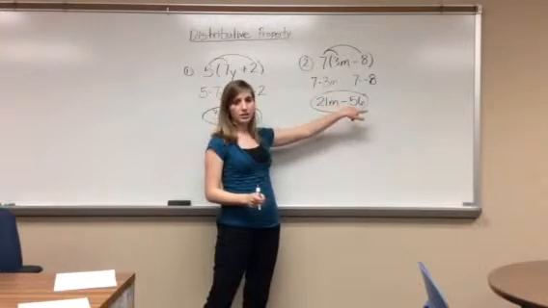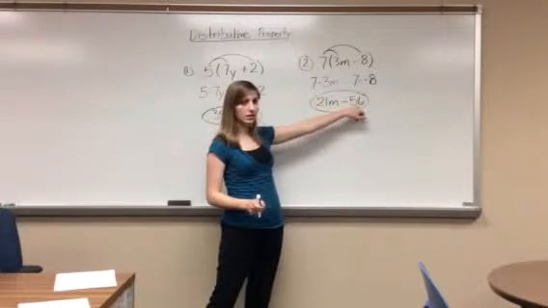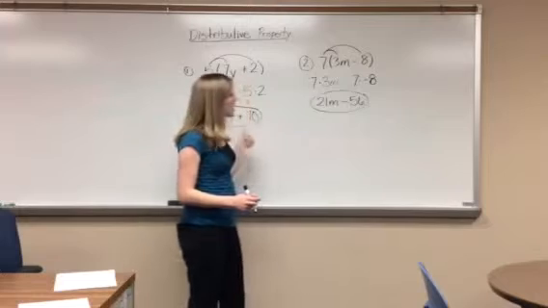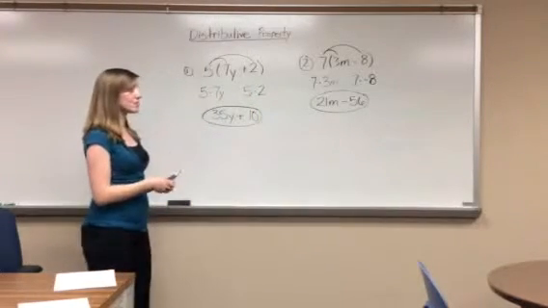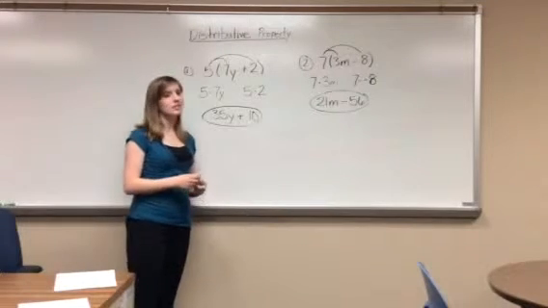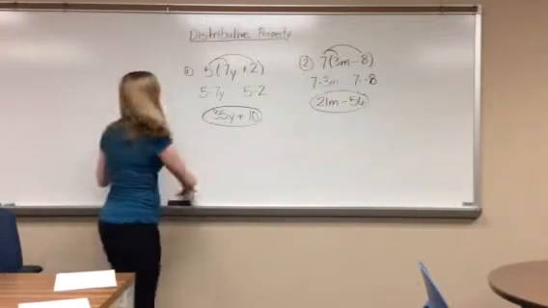They don't have the same letter. 21m, there is no letter here, so I can't combine them. And we can't solve because there's no equation. So 21m minus 56 is our answer. It's as simple as you can get.